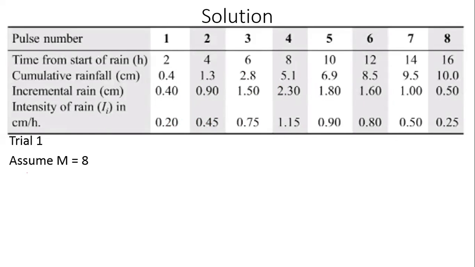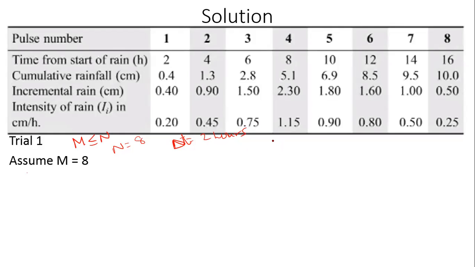So in the first trial, what is my capital N? Sorry, delta T is 2 hours and capital N is 8. I have 8 intervals of 2 hours each. So capital N is 8. My limitation for capital M is that M must be less than or equal to N, right? So for the first trial, I'm assuming M is equal to 8, no problem. Which means all the time intervals are contributing to runoff.